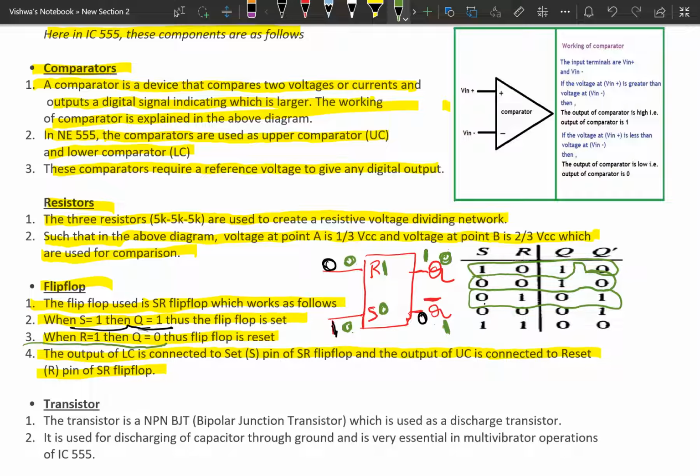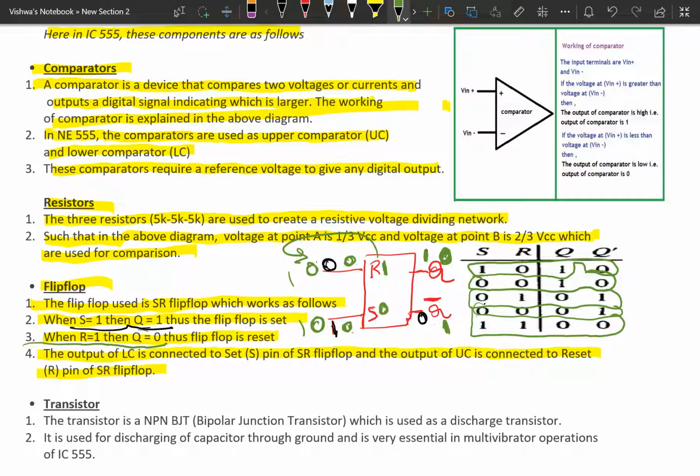After that, again after reset, R becomes 0. S is the same, 0 only. R changes from 1 to 0. Then the output again remains the same. So Q is 0 only, and Q bar is 1 only. Now both change at a time. Both become 1 and 1. This is actually an invalid case, so that is given as 0. This is the output of the flip-flop.